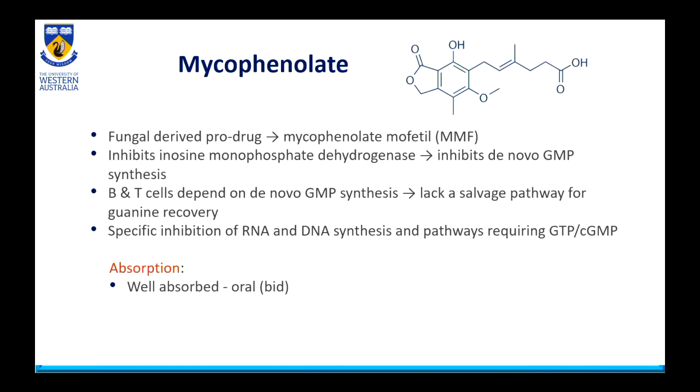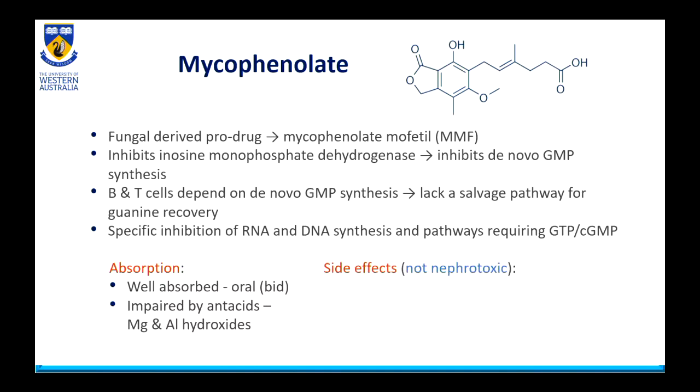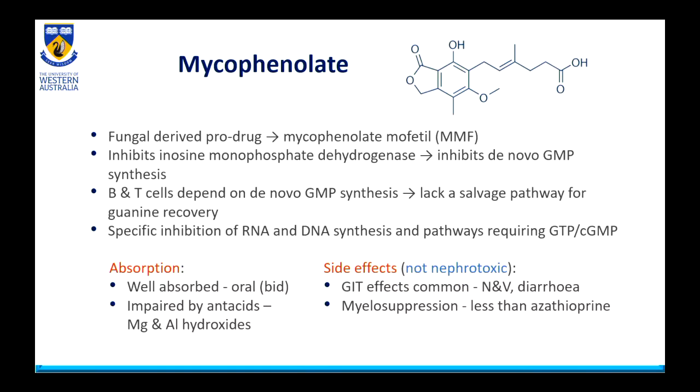It's well absorbed, so it's given orally, and it's usually given daily. And it's impaired by antacids, so magnesium and aluminium hydroxides, for example, will inhibit its absorption across the gut. It does have side effects. It doesn't affect the kidneys, but it does affect the gastrointestinal tract, where you end up with nausea, vomiting, diarrhea. It can cause myelosuppression, that is, the myeloid cells in the bone marrow don't replicate, so you don't get your macrophages and your neutrophils and your blood cells, etc., your red blood cells. But it's not as bad as azathioprine, and it can lead, of course, to infections and malignancies.